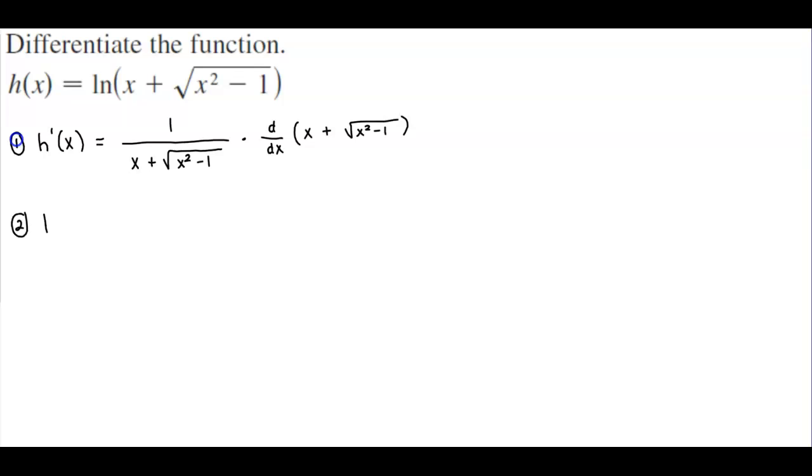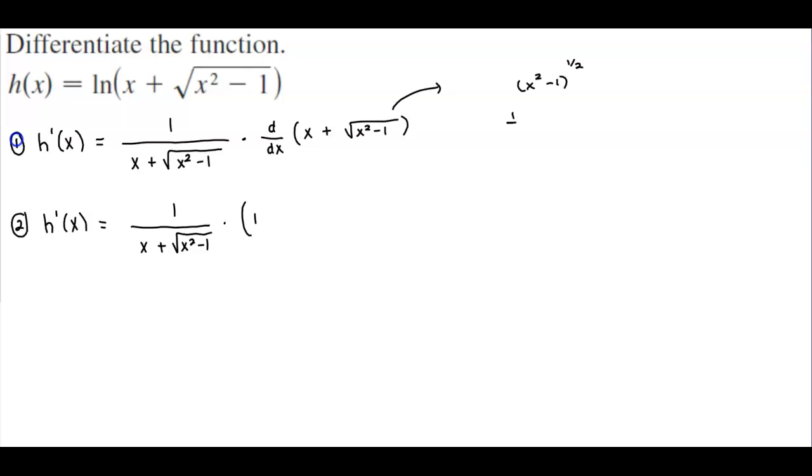So we end up getting h prime of x, which is going to equal 1 over x plus the square root of x squared minus 1 times, well, the derivative of x is going to be 1. And if we want to find the derivative of the square root of x squared minus 1, well, keep in mind that this is the same thing as x squared minus 1 to the 1/2.